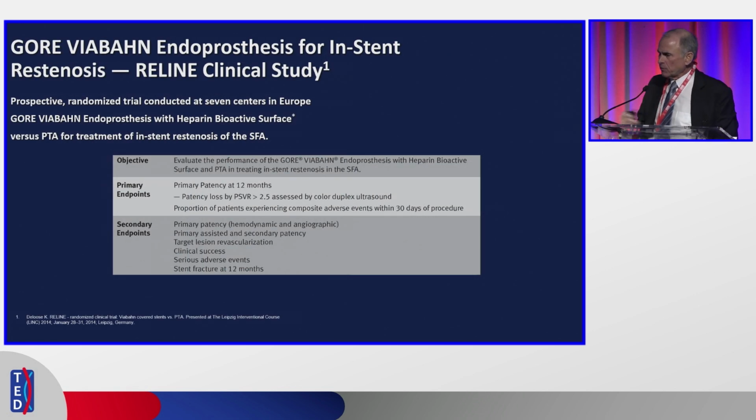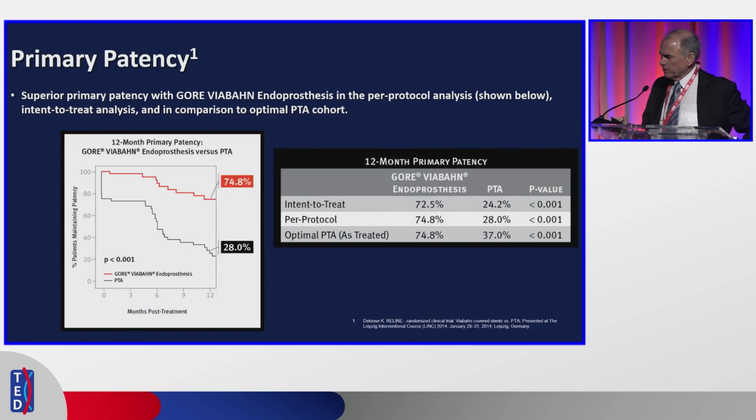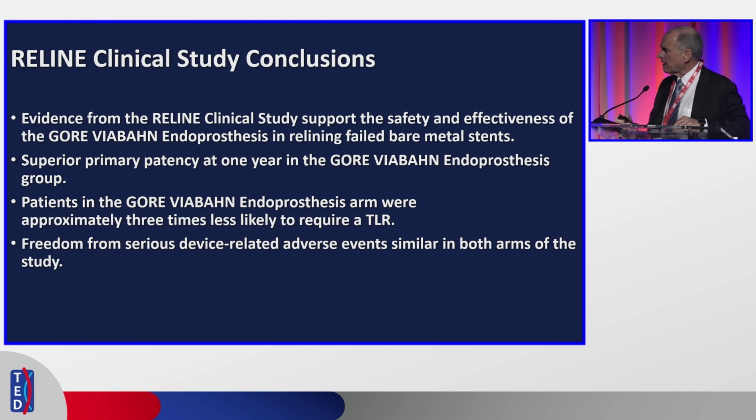Now, what about the Gore-Viabahn study? I'm just going to show you one thing. This is for long in-stent occlusions. And this was a study that was created. There were 100 patients enrolled here. And this was one-to-one randomization of using Viabahn versus standard of care, which at that moment was balloon angioplasty, treating in-stent restenosis. It showed much, much better outcomes because you were excluding some of the plaque, you were making a big lumen. And of course, the bigger issue was what happens at the ends.